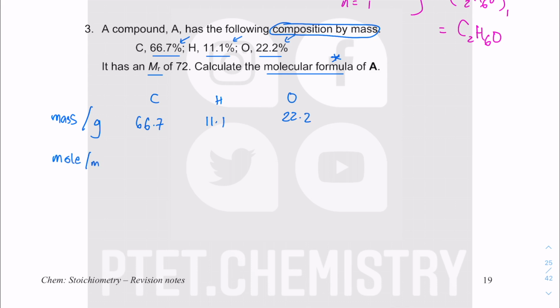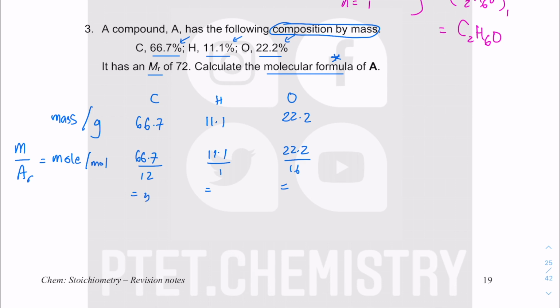My moles, remember these are moles of atoms, are mass over relative atomic mass of the atom. 66.7 divided by 12, 11.1 over 1, 22.2 over 16. So work that out on your calculator.